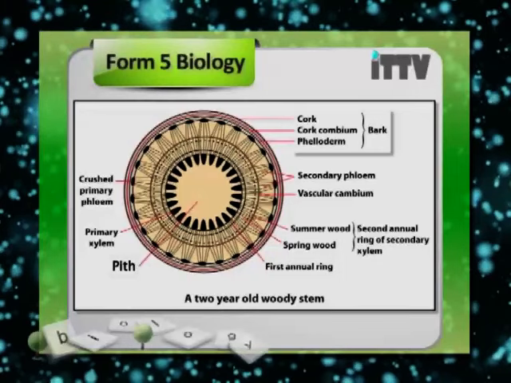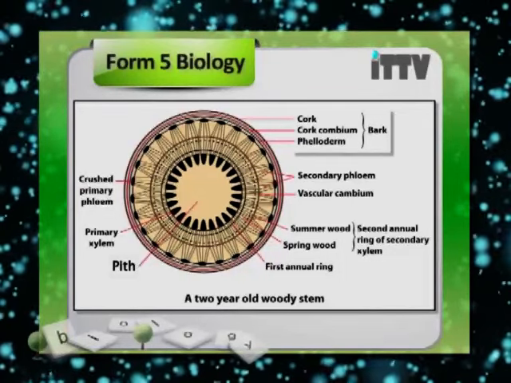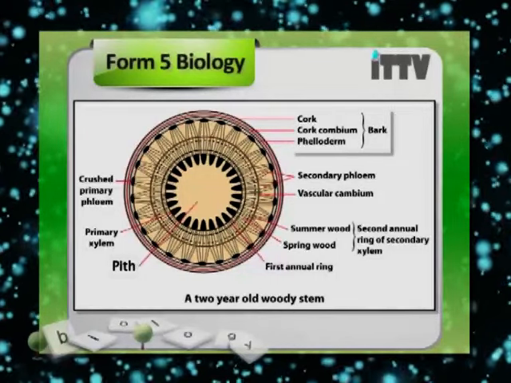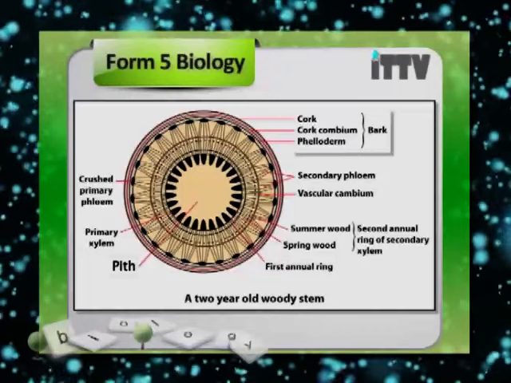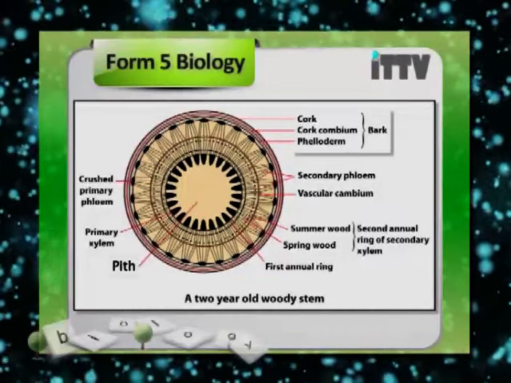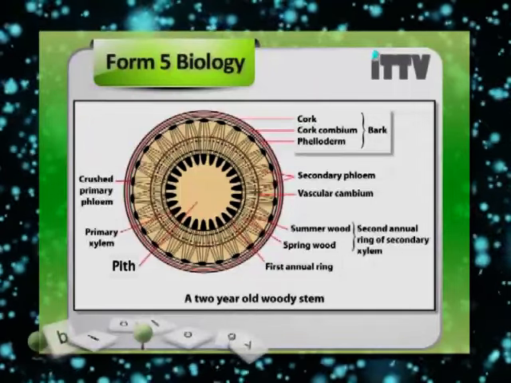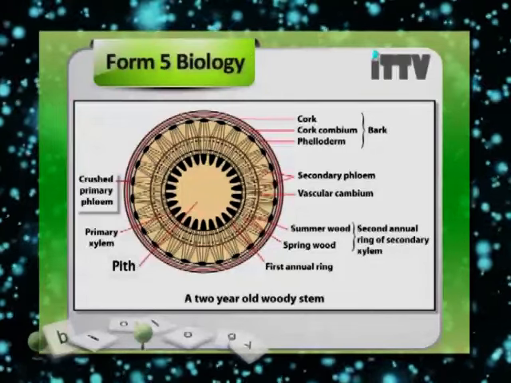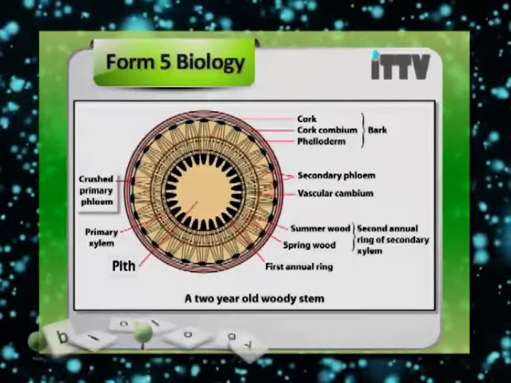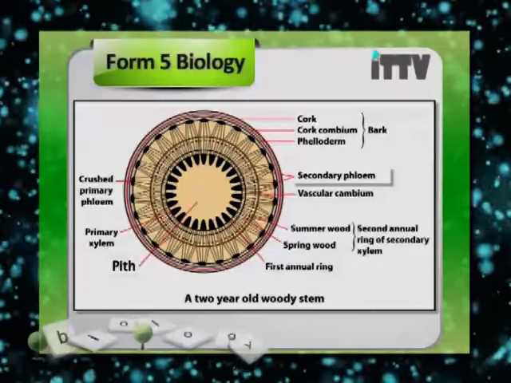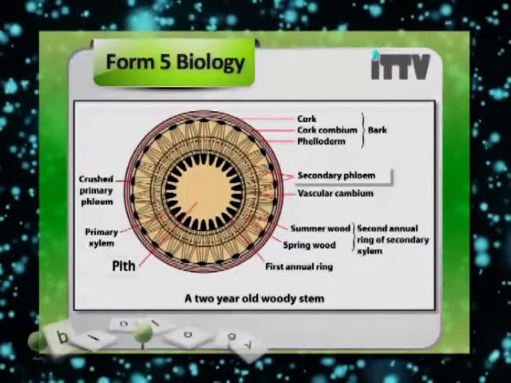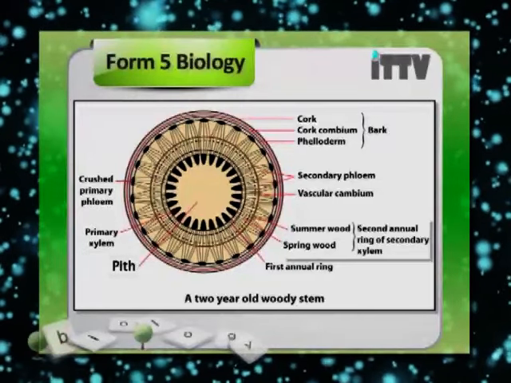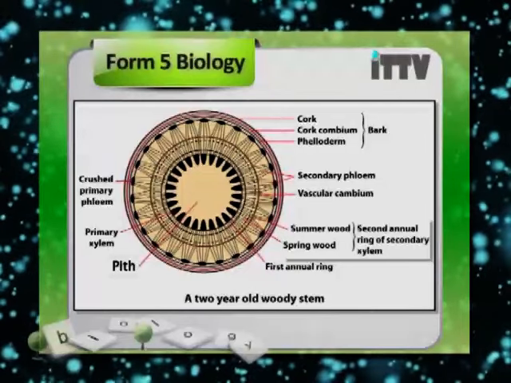Now, let's look at the diagram of a 2-year-old woody stem. On the outer part there is the bark, and the bark is made out of cork, cambium and phloem. Sometimes this cork part is processed to create the cork stoppers for wine bottles and alcoholic drinks. Then inside we have the crushed primary phloem, and if you go inner, there is the secondary phloem for transport of organic substances such as glucose. Moving in, we have the primary xylem, and of course, if you have primary, you have secondary xylem.